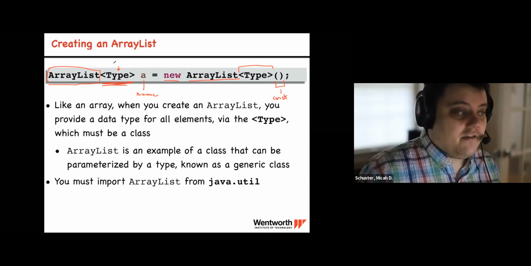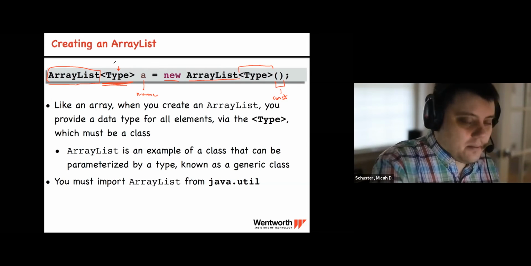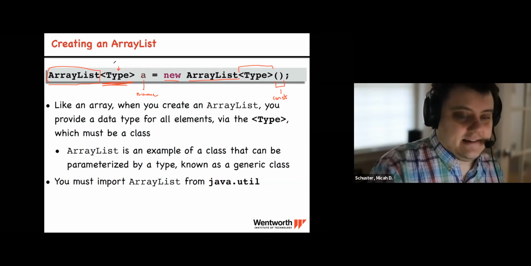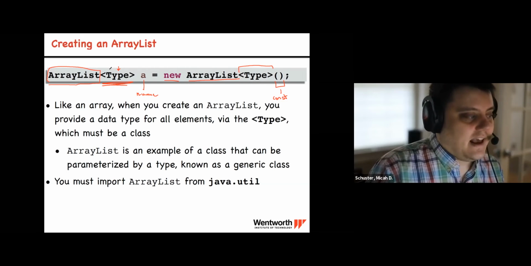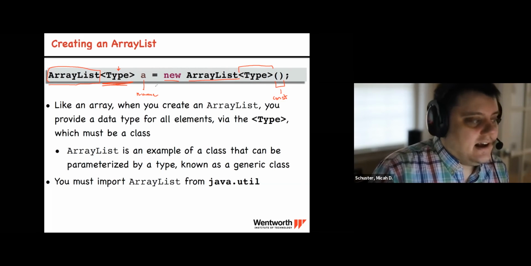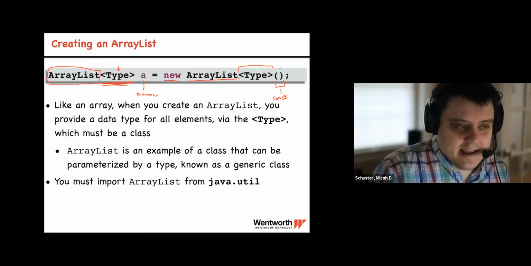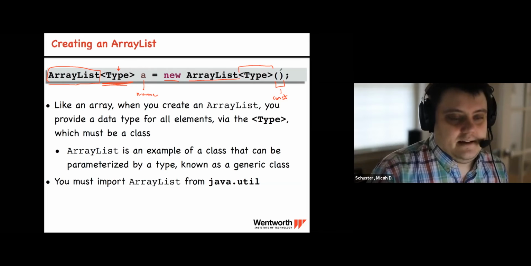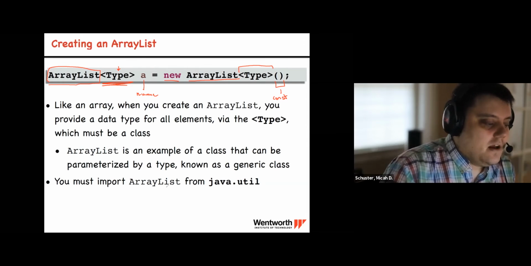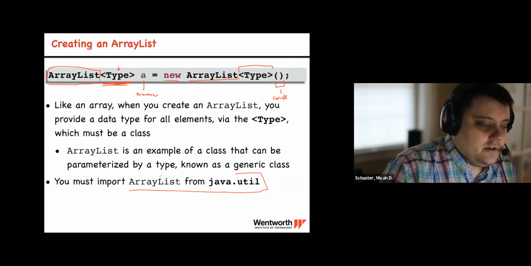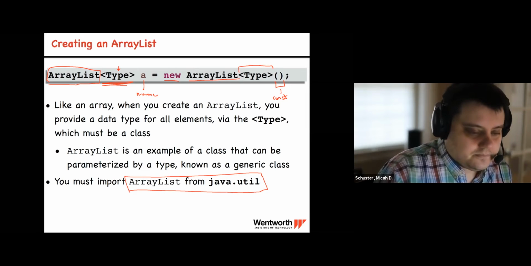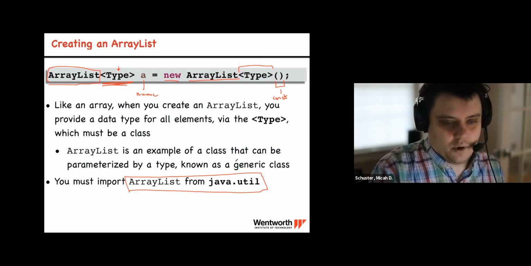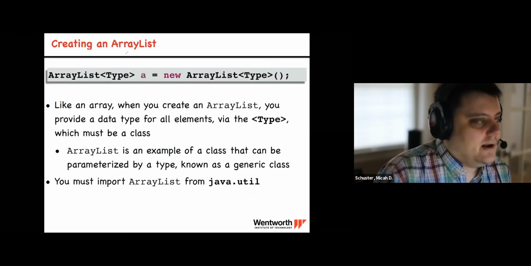But you can have an array list of any type, whether it's numbers or more complicated objects. You can have an array list of strings or of scanners, whatever type you want can go in between these angle brackets. So ArrayList, a set of angle brackets, whatever the type is, and then the name, new ArrayList, the type again, and then the parentheses for calling the constructor. ArrayList comes from java.util, so you do have to import it, just like we import Scanner and all of that.